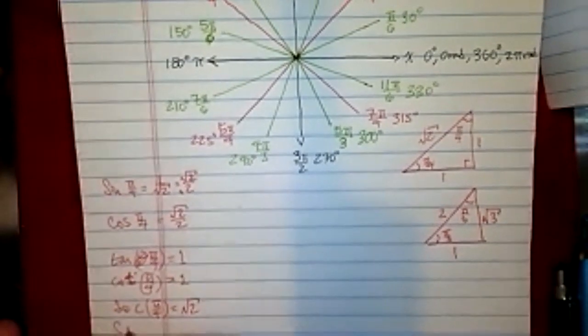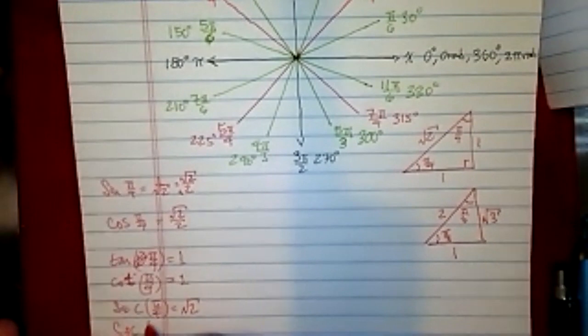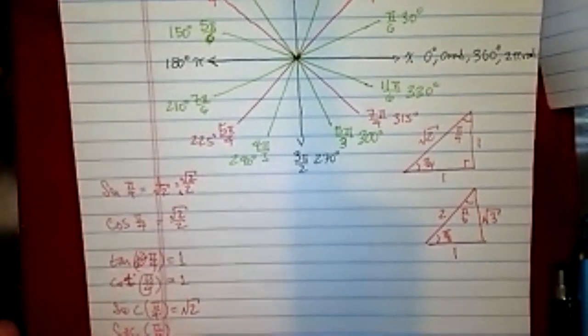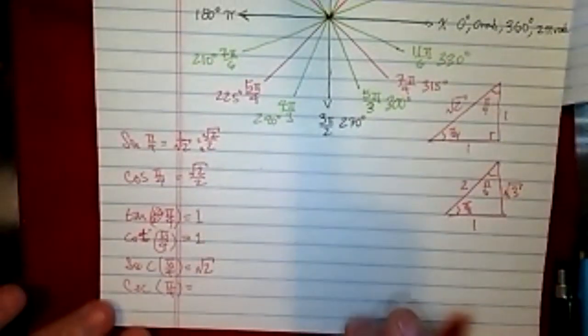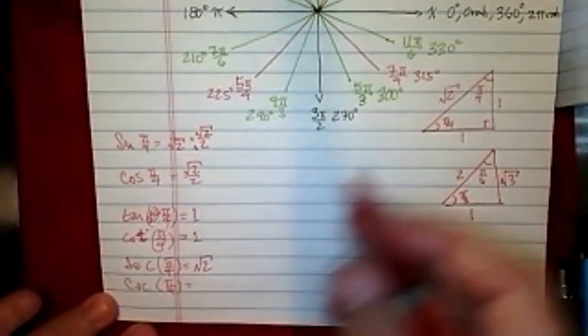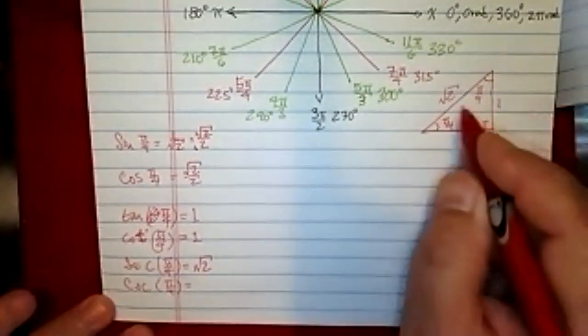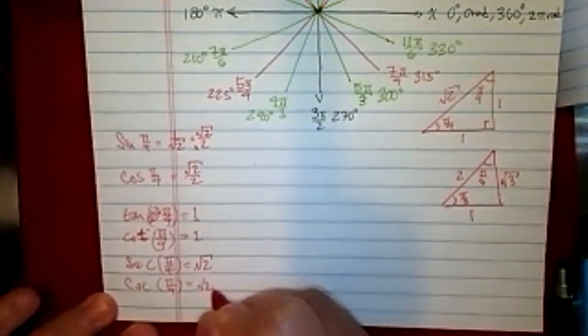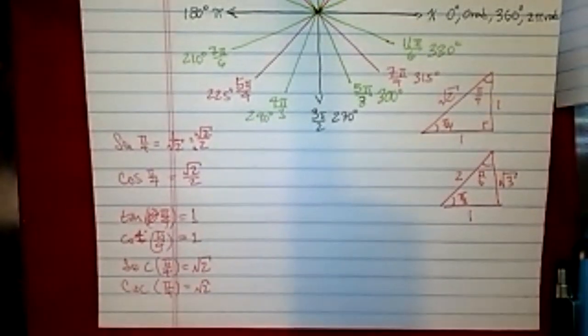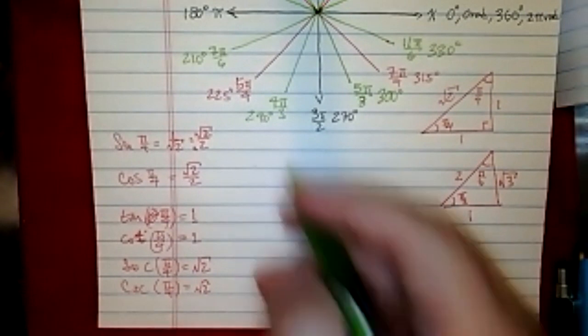And then we could do the cosecant of pi over 4. And from that, we're going to get just the inverse, of course, of what sine was. Now, sine was opposite over hypotenuse. The cosecant is hypotenuse over opposite. So that's square root of 2 over 1. So that also is square root of 2. Easy peasy.